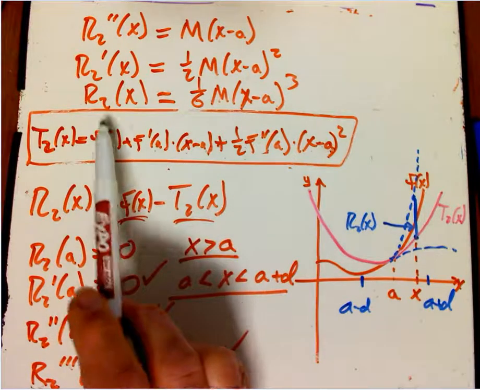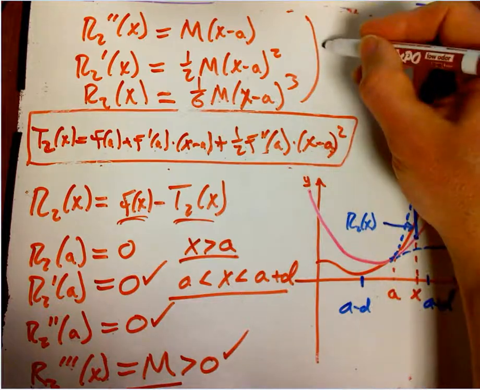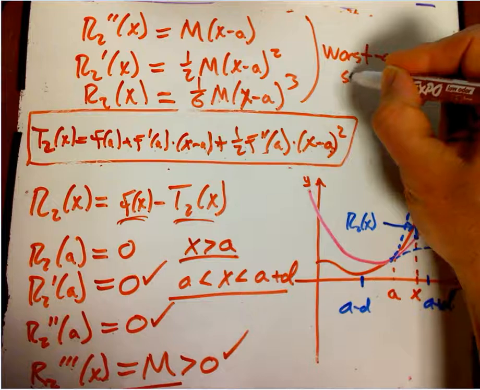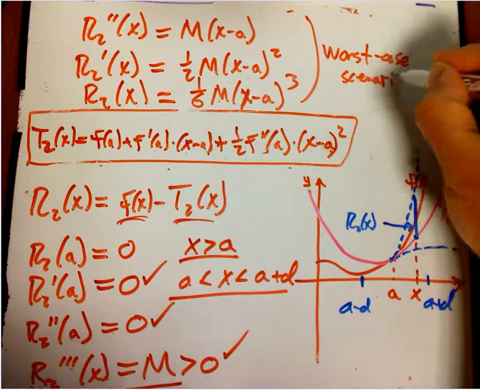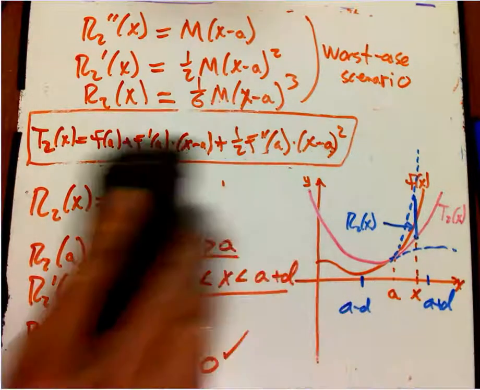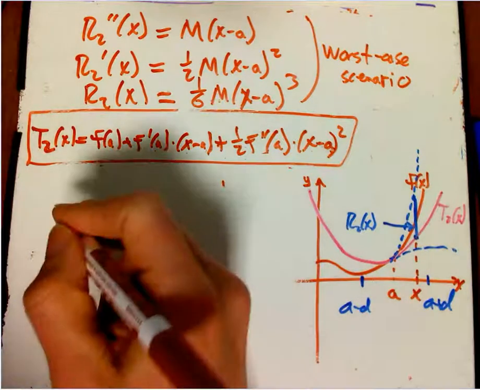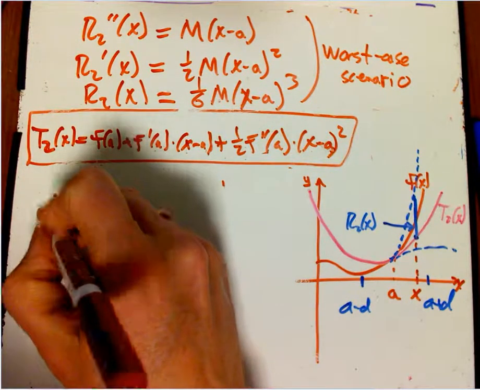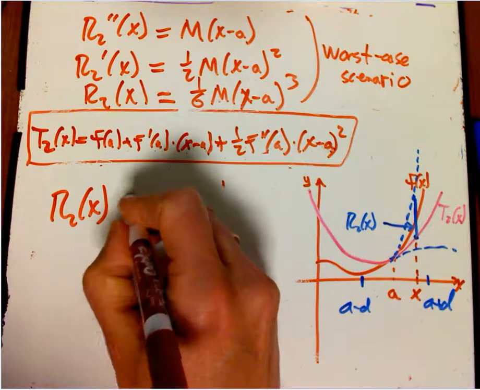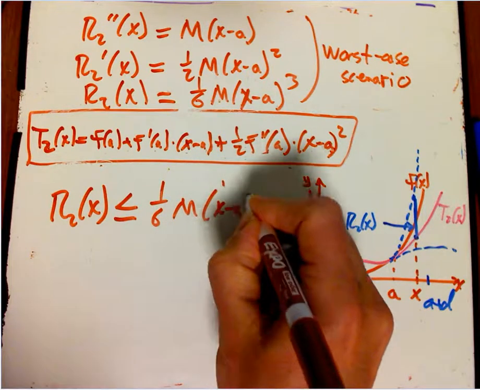So again, I'm not saying that the remainder is always equal to this. I'm saying this is all the worst case scenario. And the great thing is, if you know the worst case scenario is an equality, you can just change those equalities to inequalities, and you've got the general statement. So now I can finally get rid of this. And what we've got is that in any case, not just the worst case, R2 of x is less than or equal to 1/6 m (x minus a) cubed.